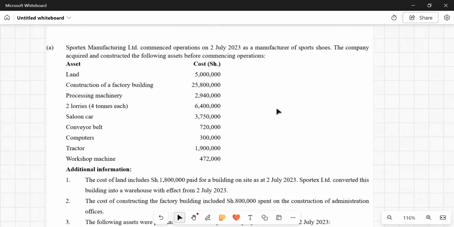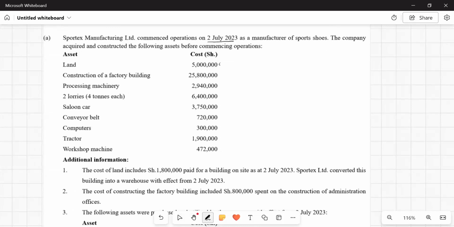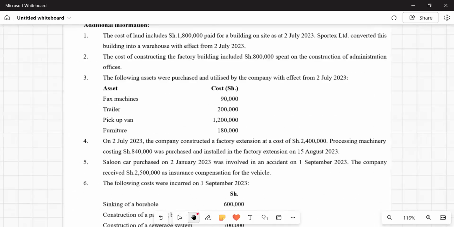Spotex Manufacturing Limited commenced operations on 2nd July 2023 as a manufacturer of sports shoes. The company acquired and constructed the following assets before beginning operations. So you can see the assets acquired. They are land, construction of factory building, processing machinery, two lorries, 4 tons each, saloon car, conveyor belt, computers, tractors, and then we have workshop machinery.